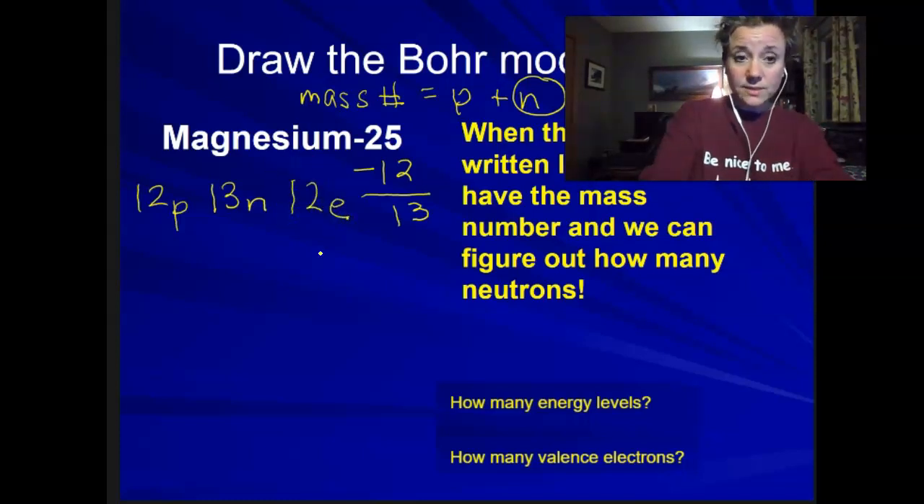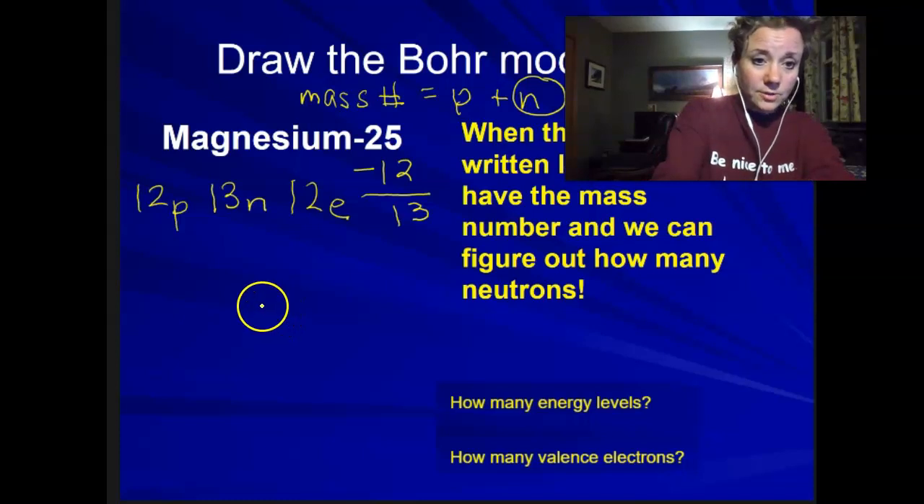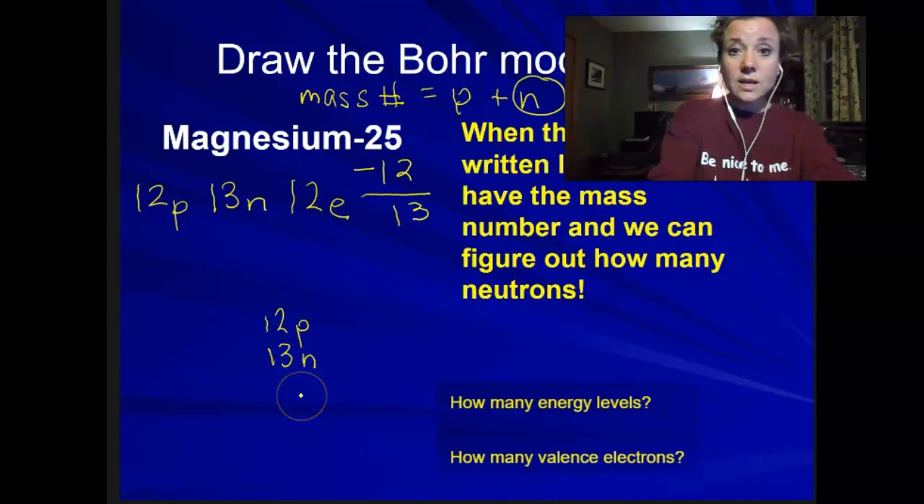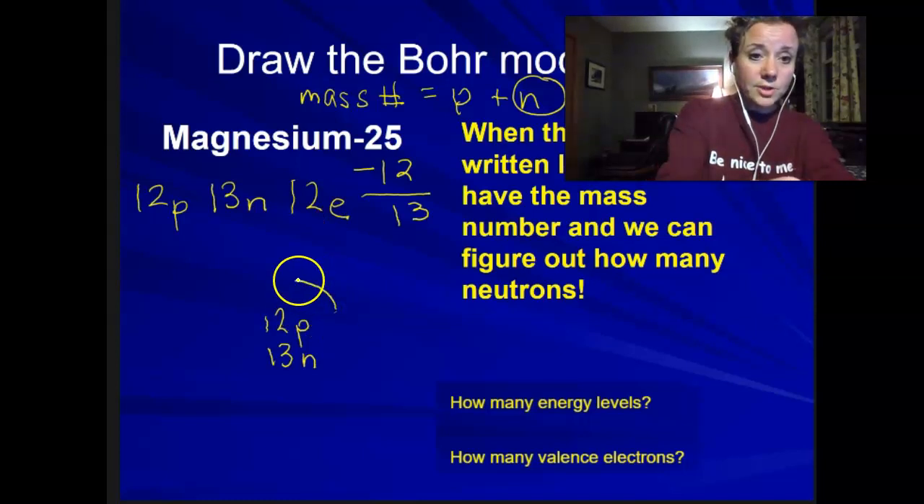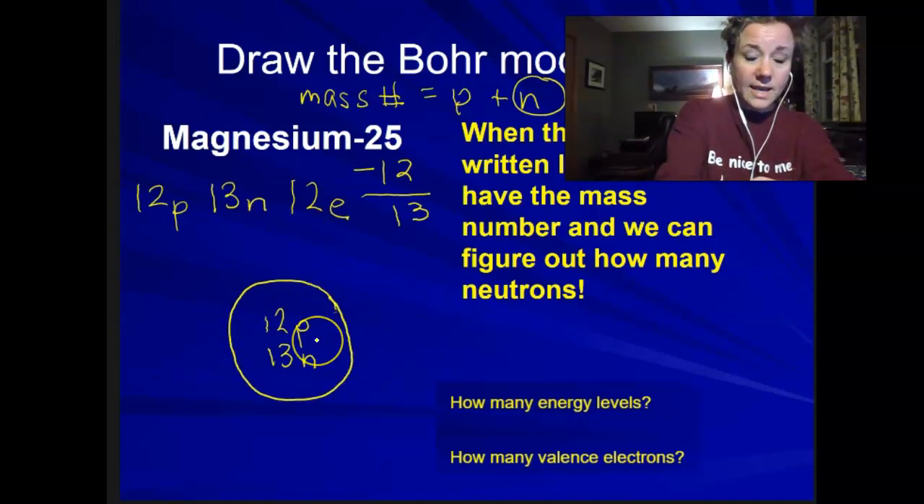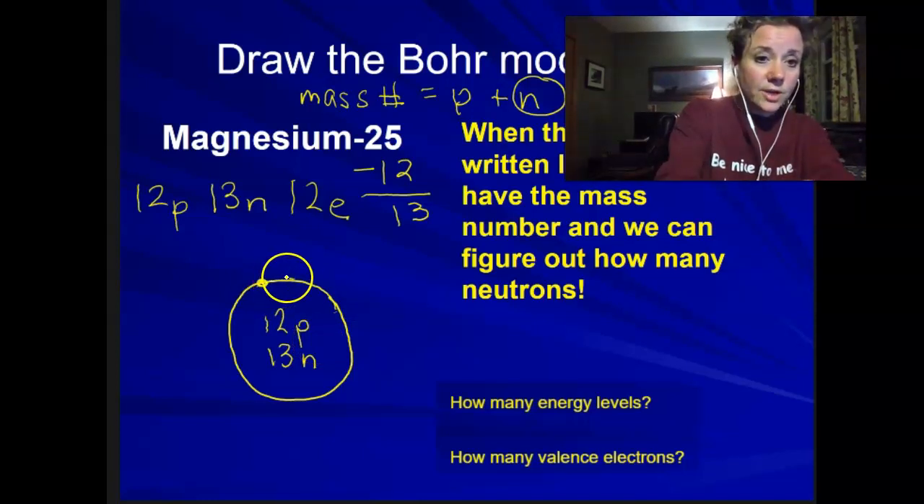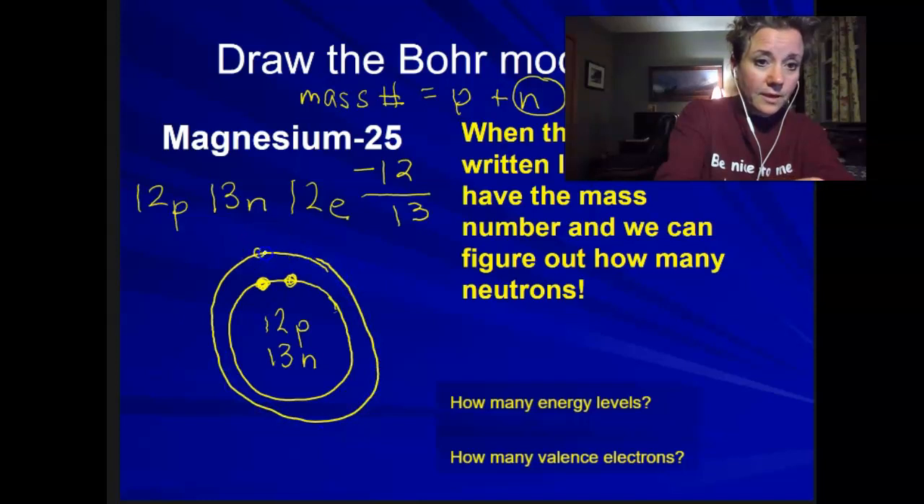Here's how you do this. We're going to put 12p in the center and 13n in the center. Then I'm going to draw my first ring, and I have to place 12 electrons. You're going to do this just like you did for the other drawings. 2 in the first ring. Then draw your second one. Put 8 here.